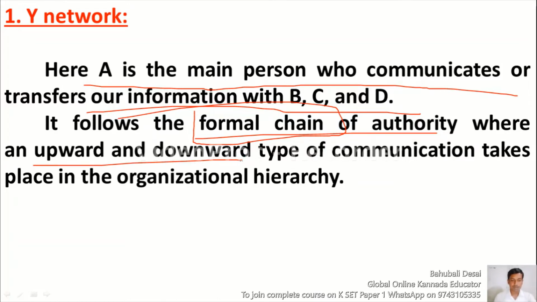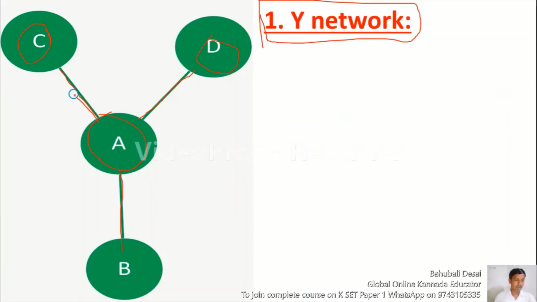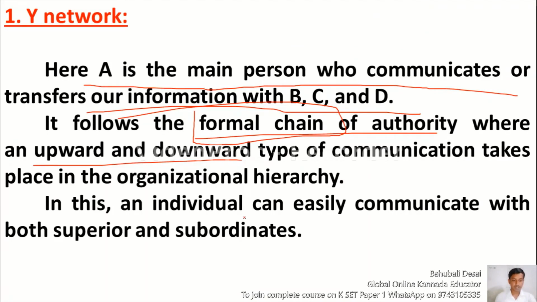It may be upward or it may be downward. So for example, here A can communicate with higher authority people. He can also communicate with lower authority people such as laborers. A principal can communicate with management, and also the principal can communicate with students. So in this, an individual can easily communicate with both superior and subordinate.